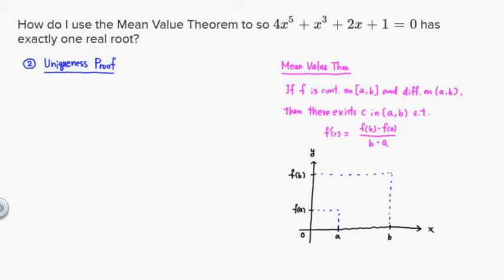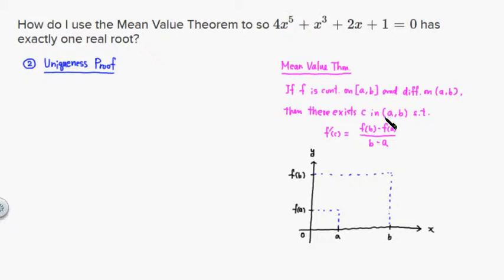Alright, let's look at the uniqueness proof. In order to do uniqueness, we have to use the mean value theorem, which states this. If function f is continuous on a closed interval from a to b, and differentiable on an open interval from a to b, then there exists a real number c between a and b such that the derivative at that point is equal to this difference quotient.